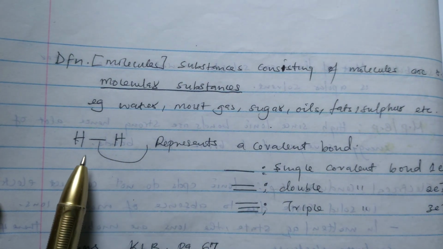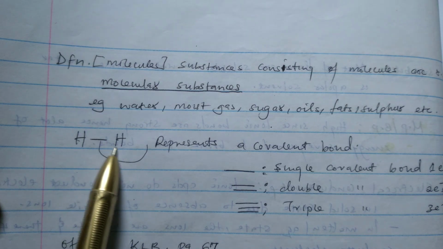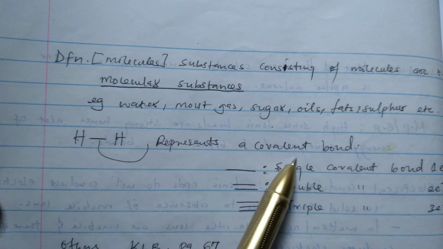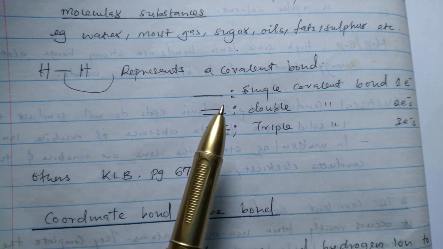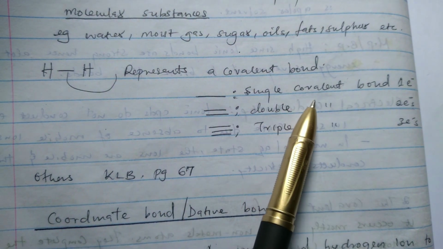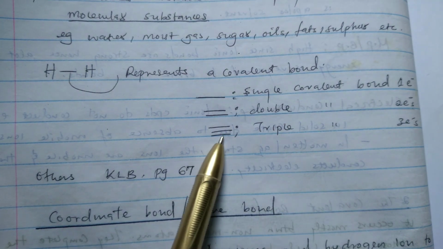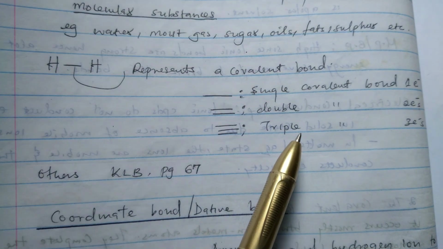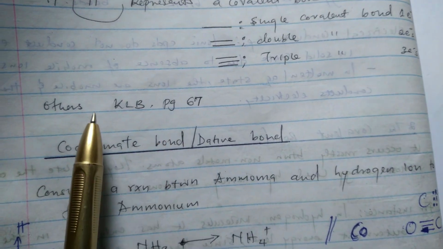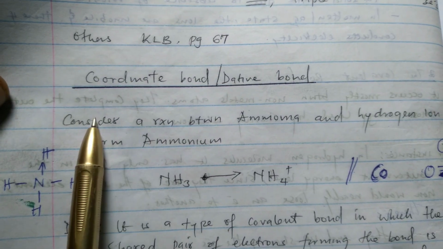I was telling you earlier that when you see this one bar represented here, it represents a covalent bond. When it's one, it indicates a single covalent bond. When it's two, it's a double bond. And when there are three, it indicates a triple bond. I will refer you to this page, where you can get more details.